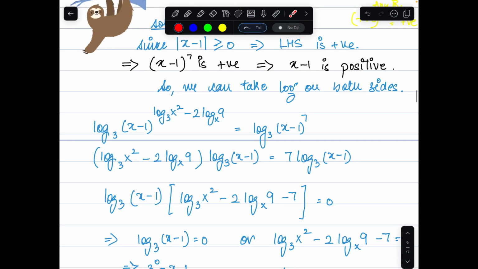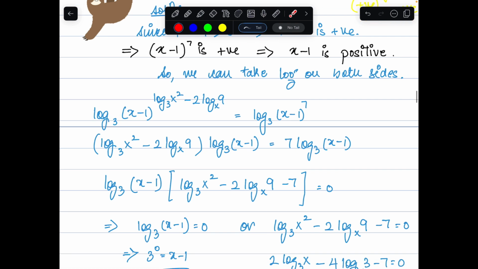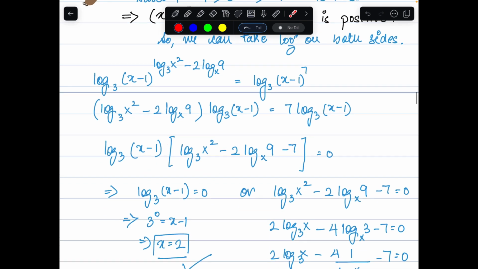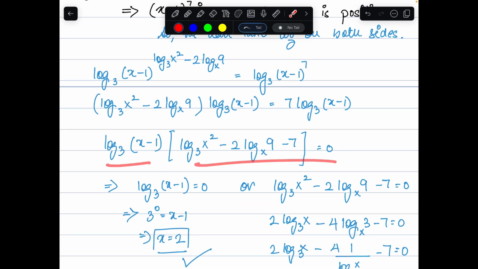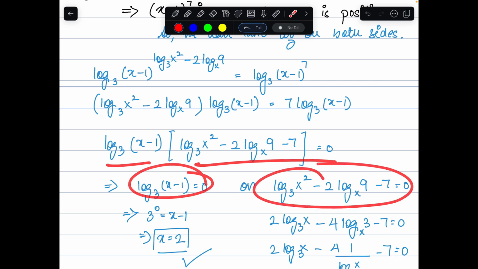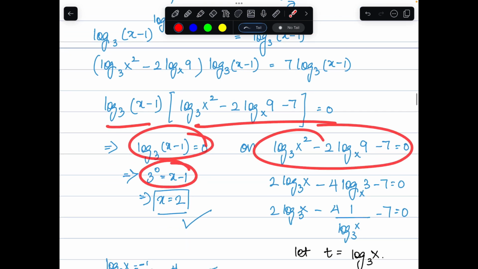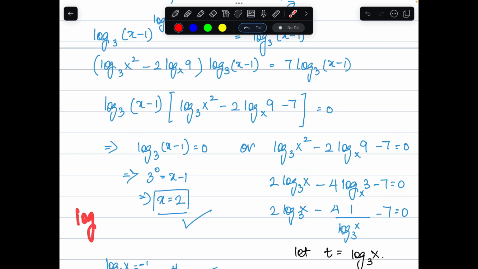Now let us continue taking log on both the sides with base 3. When we take log on both the sides with base 3, I can see that this term will come common, and this is the another factor that we have. Now these are the two factors, that means either this is 0 or this is 0. Solving this is pretty easy. 3 power 0 is equal to x minus 3, because we already know that. Let me mention that over here. We already know that log of x with base a is b means a power b is x.